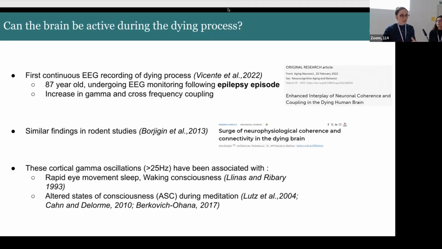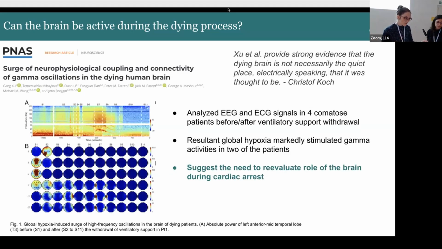This oscillatory activity has been associated with various conscious states, from waking consciousness and rapid eye movement sleep to altered states of consciousness like meditative states. It seems quite tempting for people to overblow these findings, speculating about the relation of this activity to phenomenology. But caution is really urged, because this is an unavoidable falling into the trap of reverse inference errors.